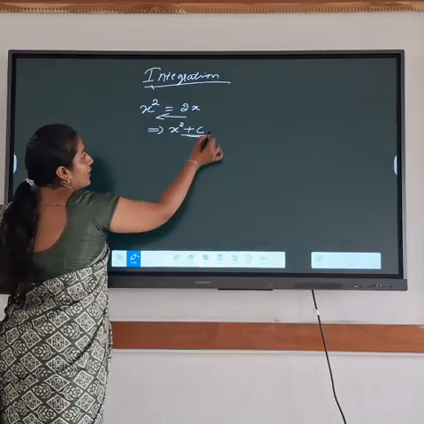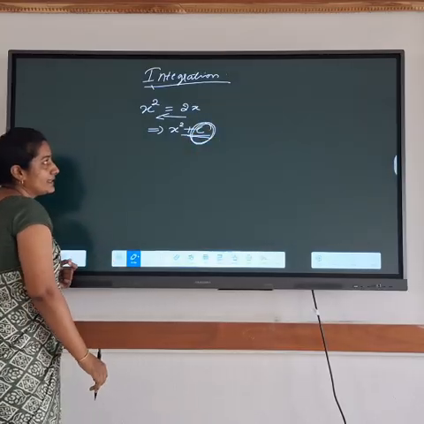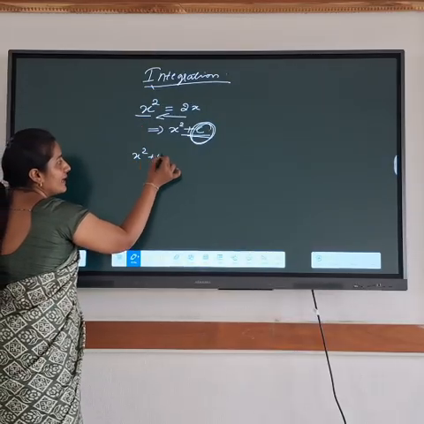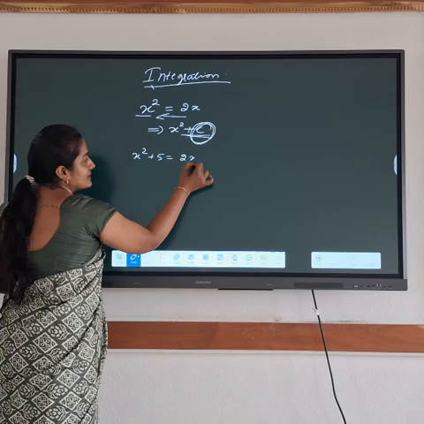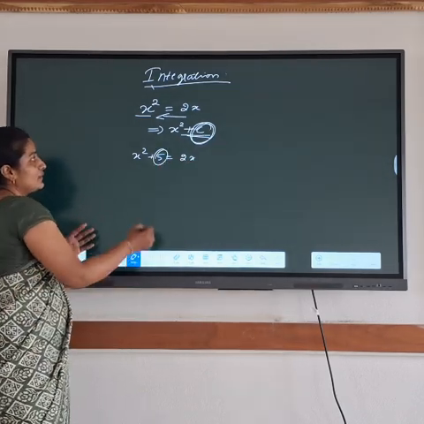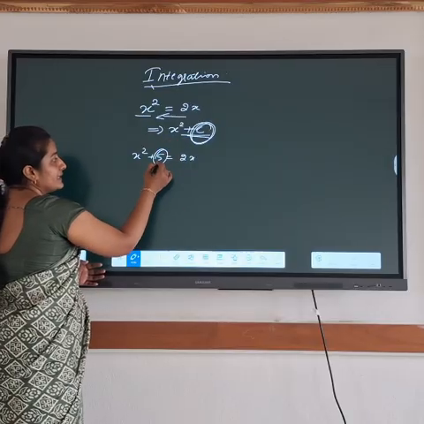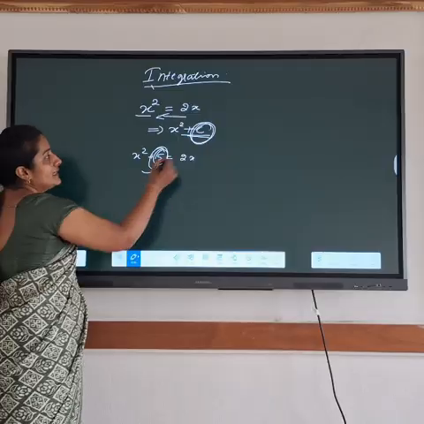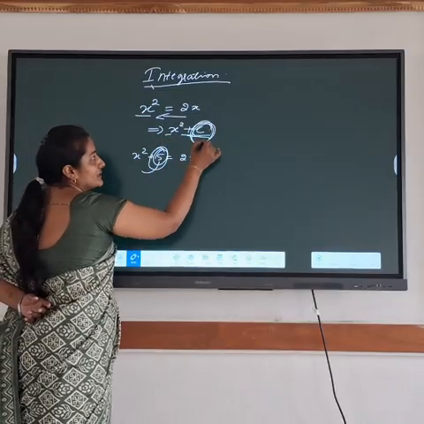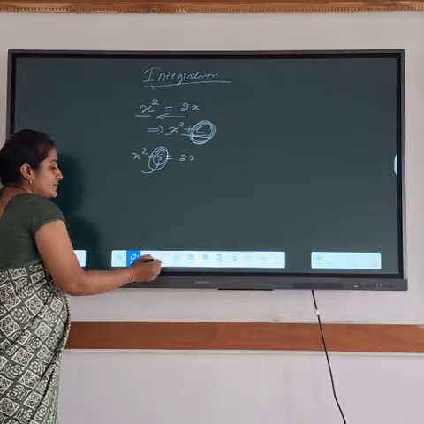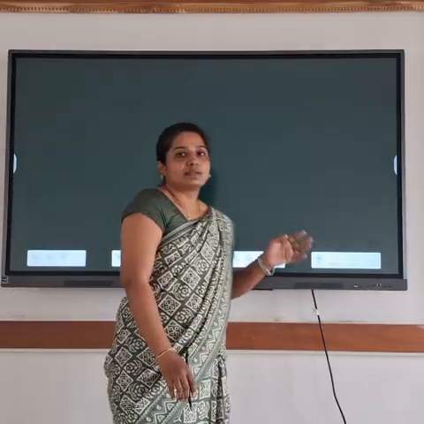And here we write plus c. While writing a constant for the integration, for example, the derivative of x square plus 5 is also 2x, because the derivative of a constant function is 0. For that reason, whenever you do the integration, you mention the constant for every given function.